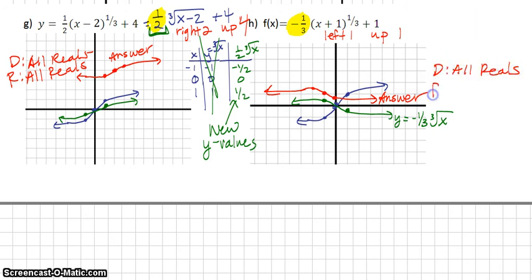Range is all reals. Please pause and go back and write down anything that you may have missed, and then again, we're going to do a lot of practice of this in class.